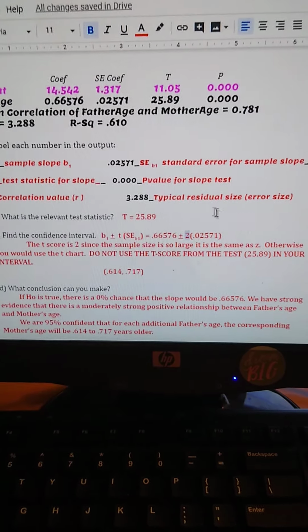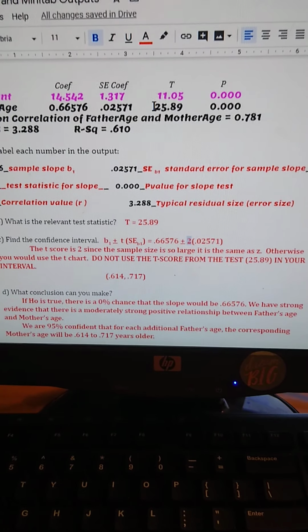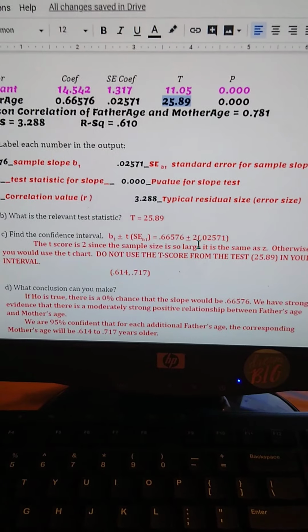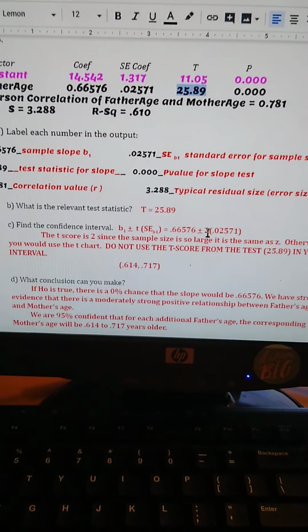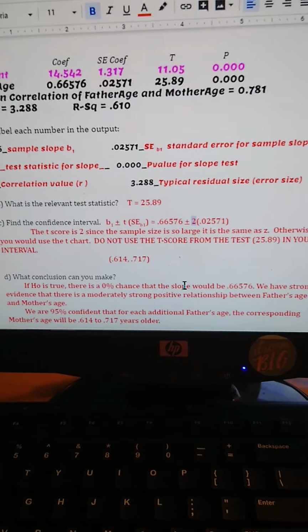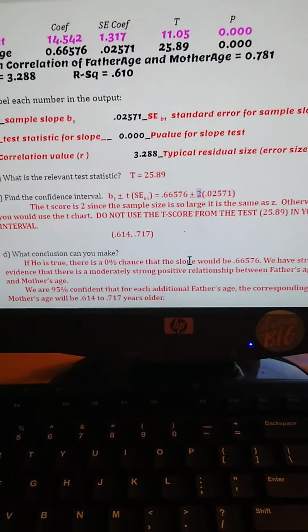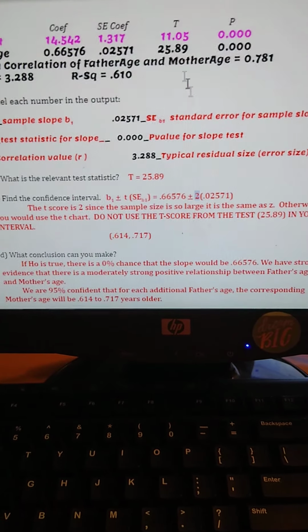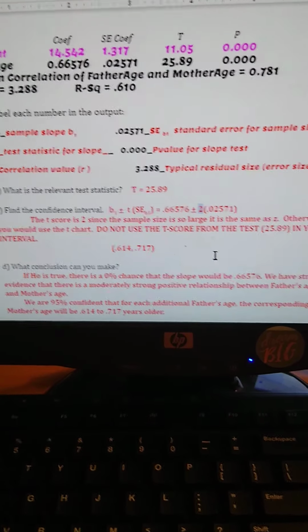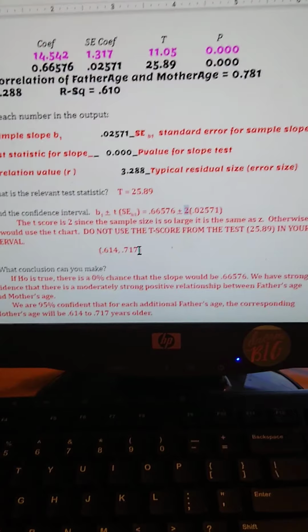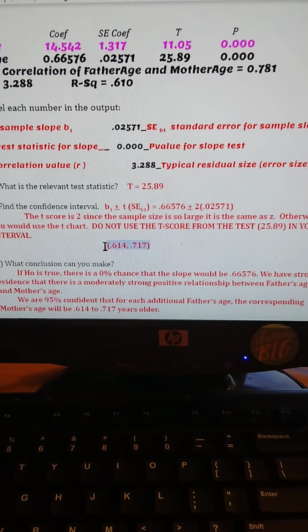Do not use the t-score from the test. This is the t-score from the test. That is not the t-score that you use in the confidence interval. The t-score you use in the confidence interval comes from the charts, based off of the confidence level. 95% is 2. If you're doing 99, you would use 2.576. Okay, so again, do not use this t in your confidence interval. You get it from the chart. Now when I run these numbers, plus and minus, I get this interval. So let's see what that interval tells us.